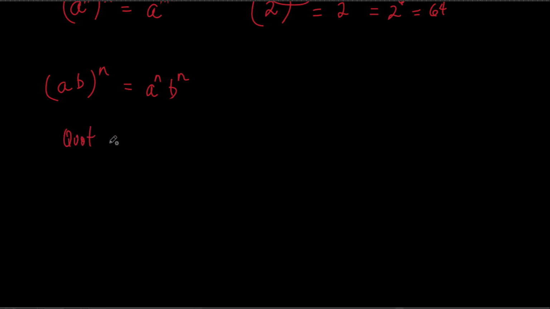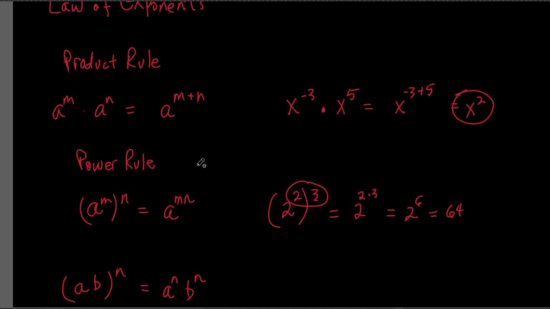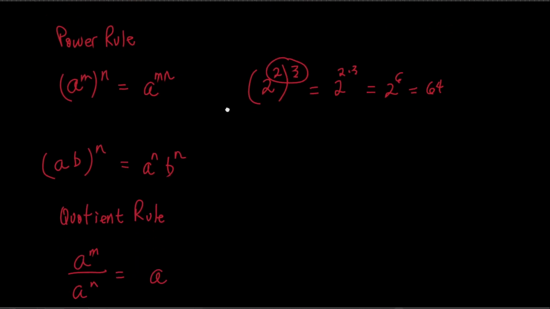We're almost finished. This is called the quotient rule. Quotient means division. So it's a to the m over a to the n. We already talked about this earlier. Again, these all have to have the same base, so you keep the base the same. What do you do with the exponents right here? We talked about this about 10 minutes ago. When they were being multiplied, we added them. Okay, very good. It is subtraction.